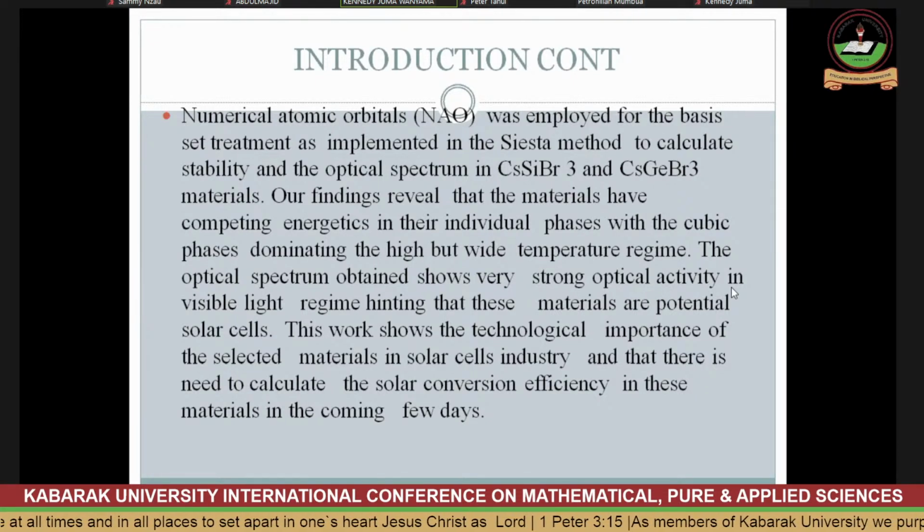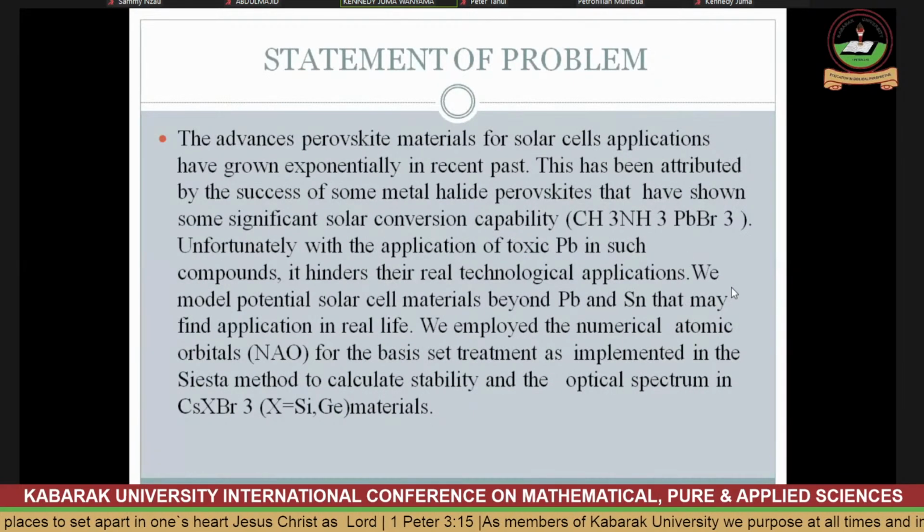The optical spectrum obtained showed very strong optical activity in the visible light. So this work shows the technological importance of these materials, especially in the solar industry. We looked at these materials. Basically, we are looking at materials which are of importance to the solar materials. So the metal halides have shown significant behavior, especially in the solar conversion capability.